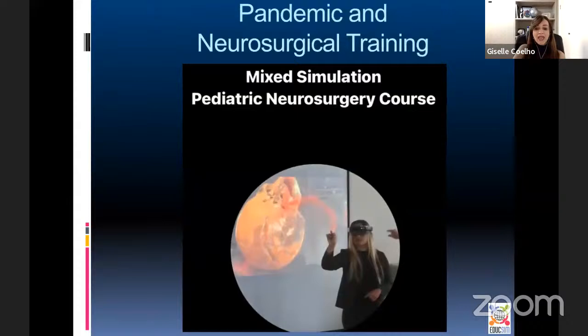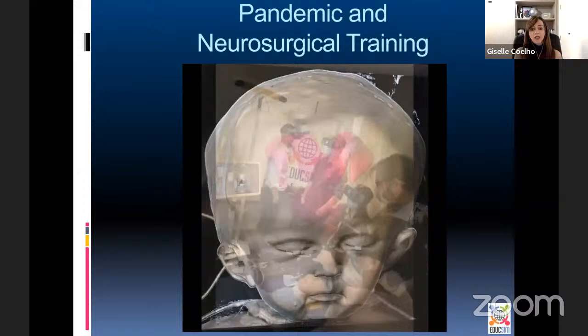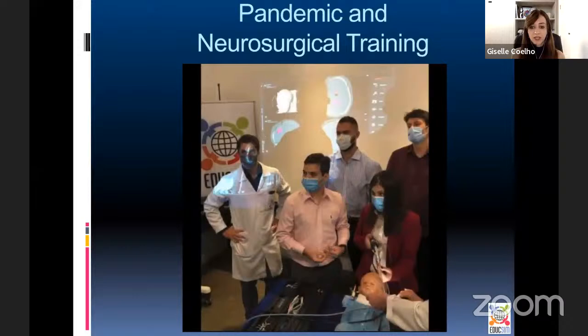And in Brazil, we started last year to try to reduce the gap in neurosurgical education, promoting some courses using mixed reality. You use virtual reality, and you use physical simulators. And at the end of the course, we use it with two models.